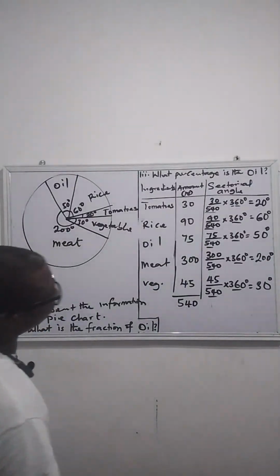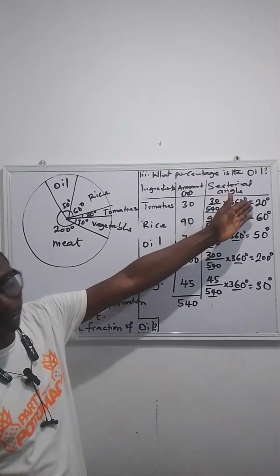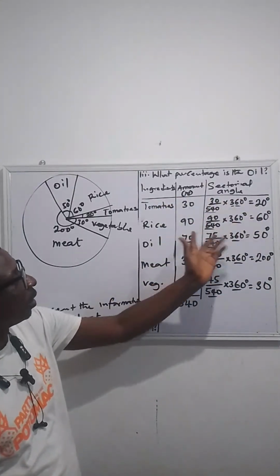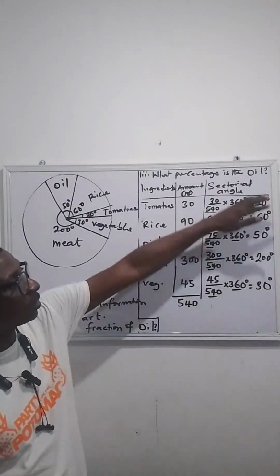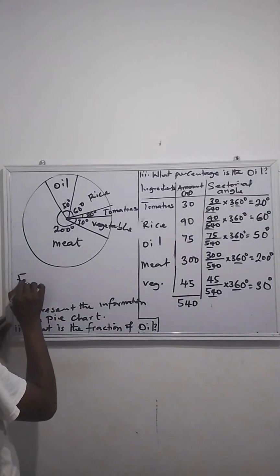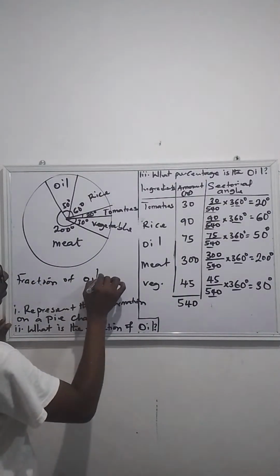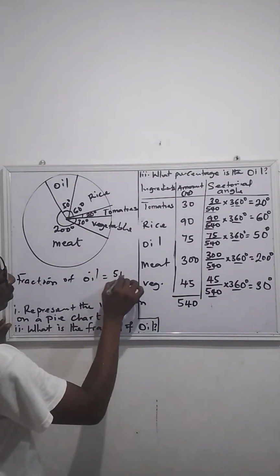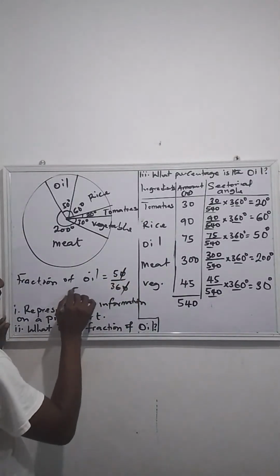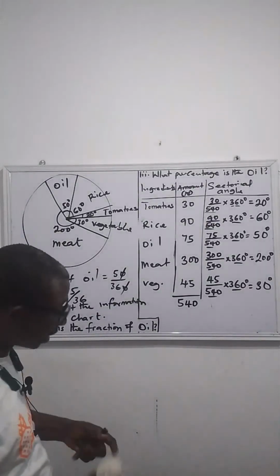What is the fraction of oil? Don't forget, you can look at it in different ways. You can get the fraction from the sectorial angle or from the amount. So let's check this. Oil is 50 and the total angle is 360. So I can write it this way, fraction of oil is going to be 50 over 360 degrees. This will cancel this, so we have 5 over 36. That's how to get the fraction of oil. I hope you all understand that.